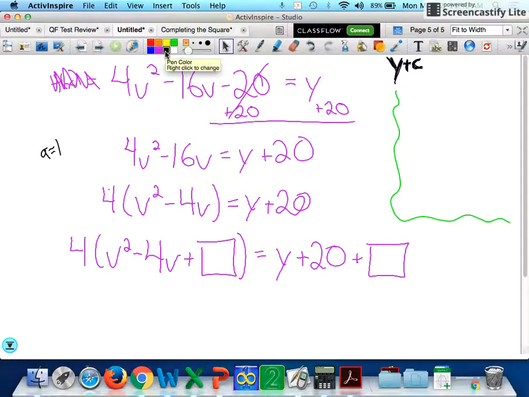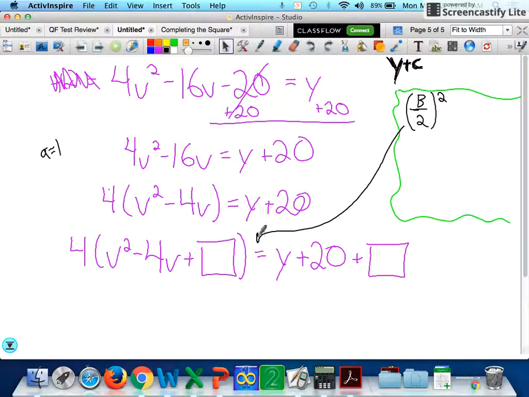I'm going to write it in black again. This next step is that we want to do B over 2 quantity squared. That's the step that we're using down here. More specifically, that's actually what we're using right here. Now, to do that, we need our B value, which is negative 4 over 2 quantity squared, which is negative 2 quantity squared, which is just 4. That's what goes in our left box, our trinomial box. That's how we complete this perfect square.